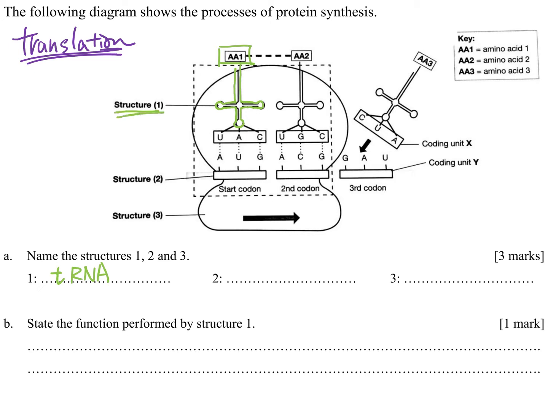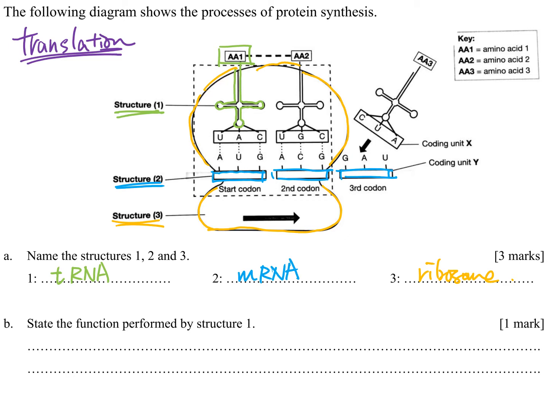What about structure 2? Structure 2, you can see it has the codon. If it has the codon and it is a straight chain, it must be the messenger RNA, the mRNA. And for structure 3, it is a ball-shaped structure which holds the mRNA and also holds the tRNA. This one, structure 3, is the ribosome.